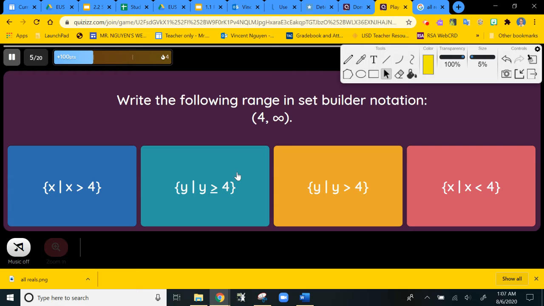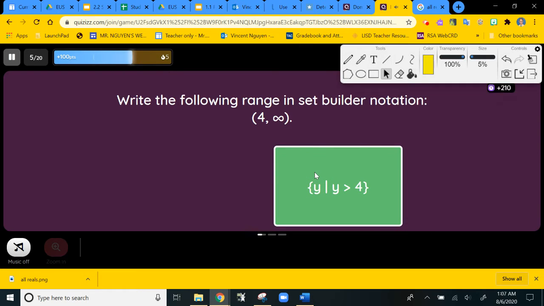So it's either the green answer, or the orange or yellow answer. I'm going to say it's the yellow one because we cannot include 4. It's a parenthesis, so we don't have an equal sign. So I'm going to say it's this one. Yay.